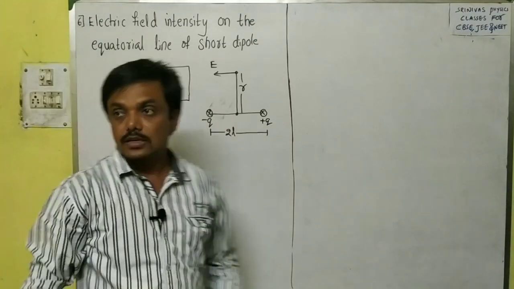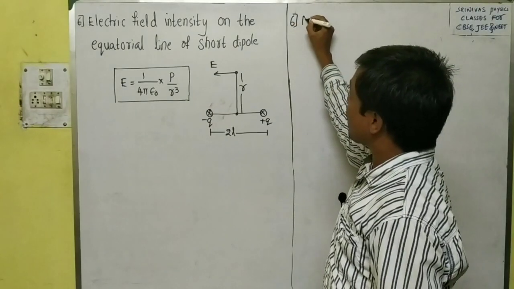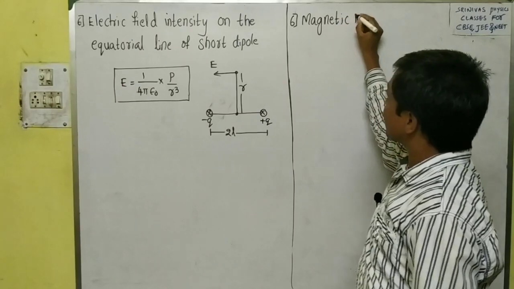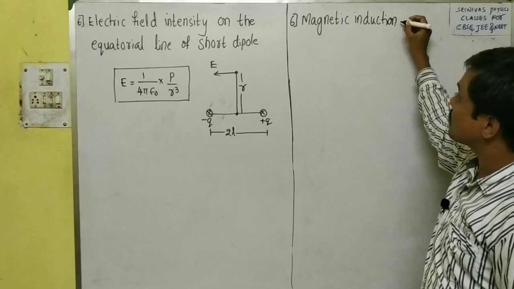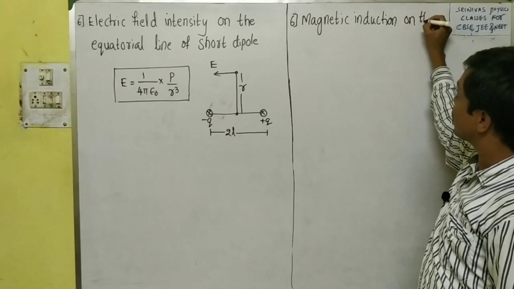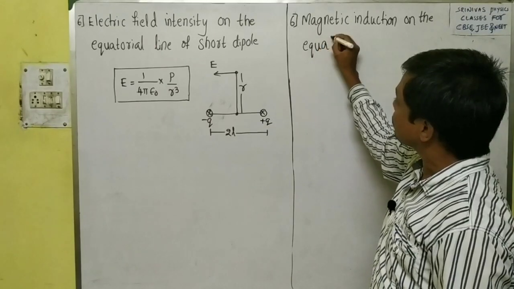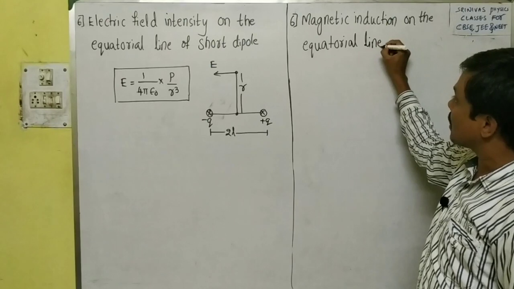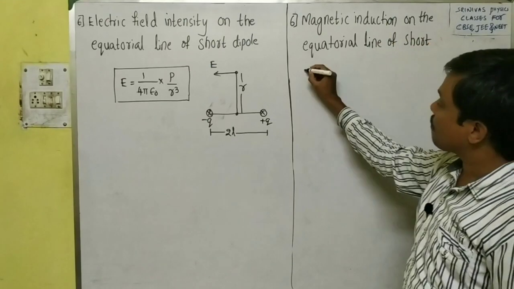And the next sixth point I will write in this also. Magnetic induction on the equatorial line of a short magnetic dipole.